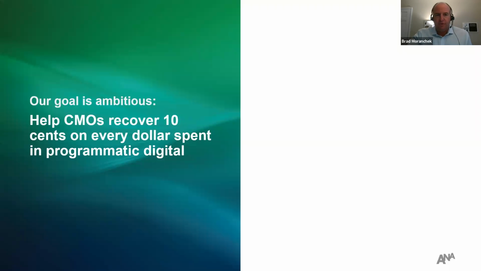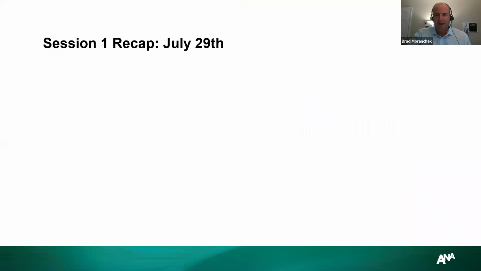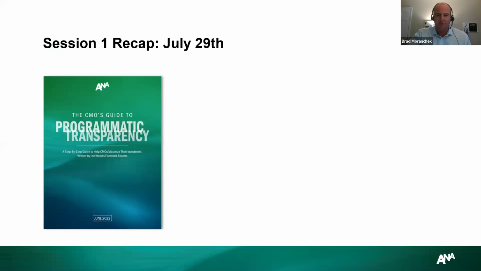So with this white paper, the goal was ambitious. As Jenny said, it was to help CMOs recover 10 cents on every dollar spent in programmatic digital. Because if you put all that together with 500 CMOs saving 10 cents on the dollar, or helping to optimize 10 cents on the dollar that gets spent in programmatic at the level that we spend in programmatic as an industry, that equates to $10 billion in more effective spend.